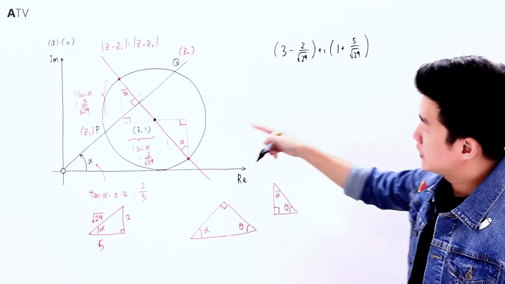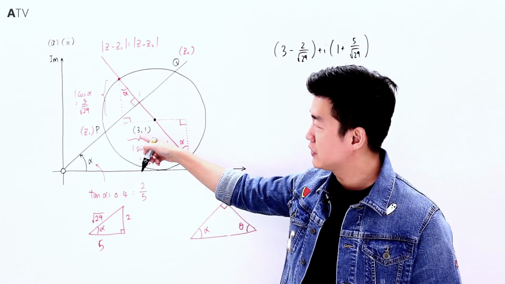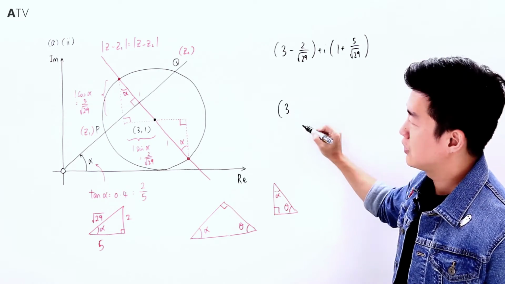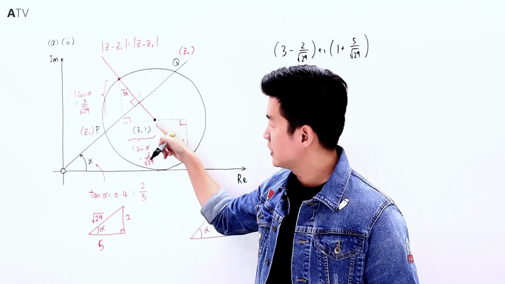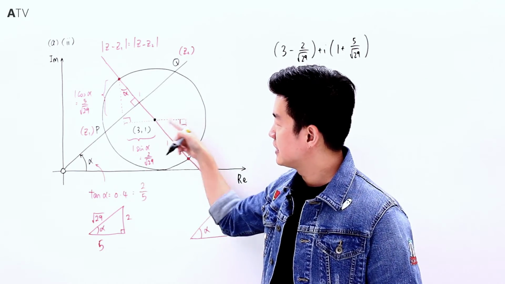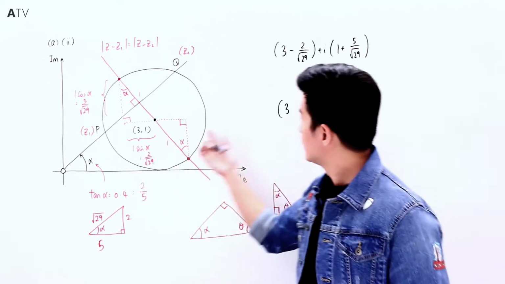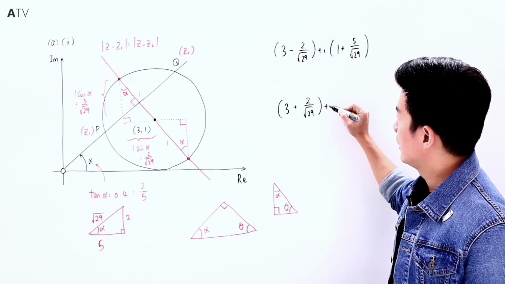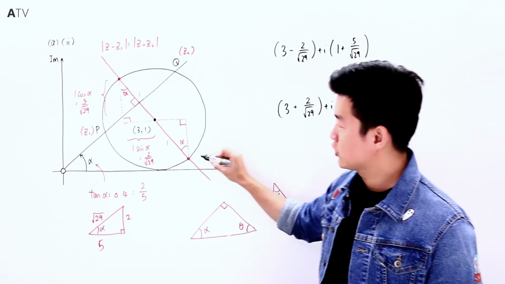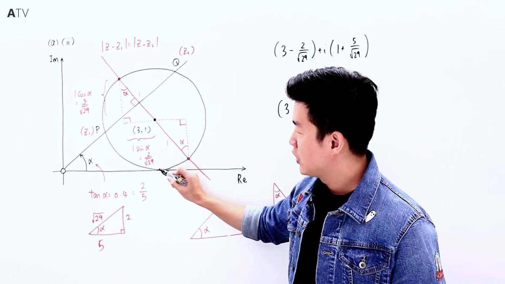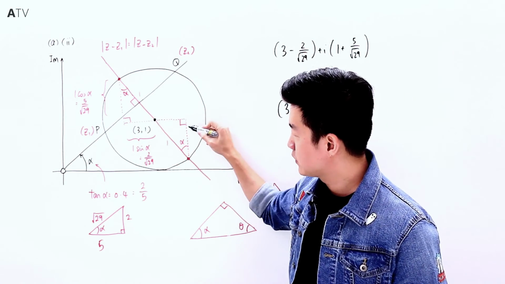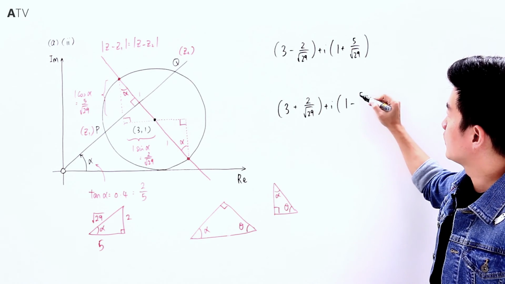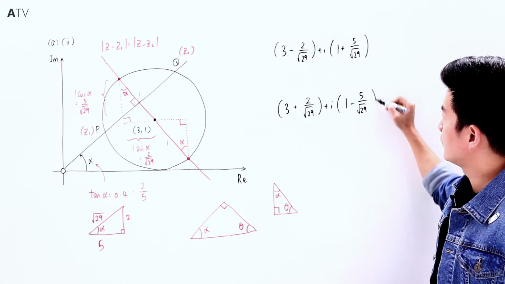For the other point, which is this point here, I'm again going to reference it to the center of the circle, so the other one will be 3. So from here to here is 3, then I'll add this distance. This distance is the same as this distance, so it will be 3 plus 2 over square root of 29. And for the imaginary portion, it is going to be the y coordinate of this point, which will be 1 minus this distance, which is the same as this distance. So it will be 1 minus 5 over square root of 29.